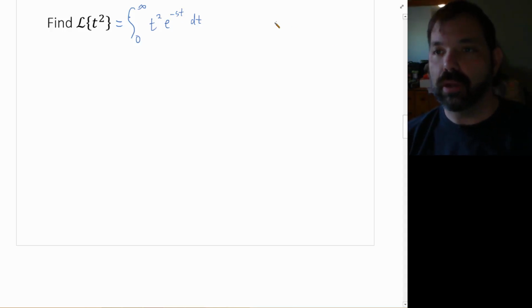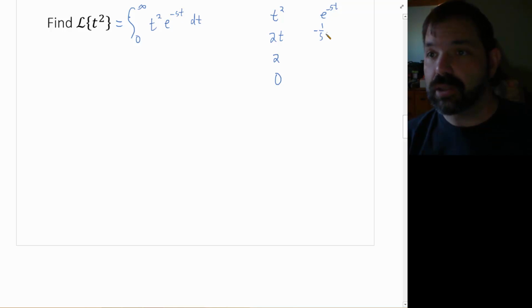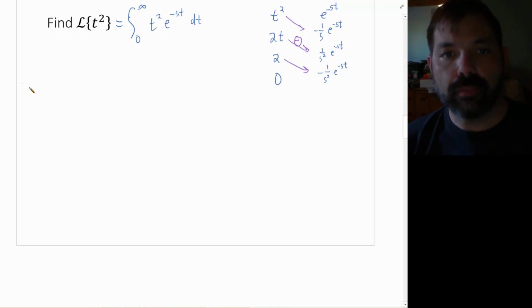Now, if we use that tabular integration technique, I would start with t squared and e to the negative st, and I would differentiate t squared. So that's 2t, differentiate 2t, that's 2, and differentiating 2, that's 0. Alright, so we'll stop there. Let's take antiderivatives on the other side: negative 1 over s, e to the negative st, 1 over s squared, e to the negative st, negative 1 over s cubed, e to the negative st. Alright, and then we're going to multiply, multiply, multiply, throw a negative on that one. So every other one you throw in a negative.